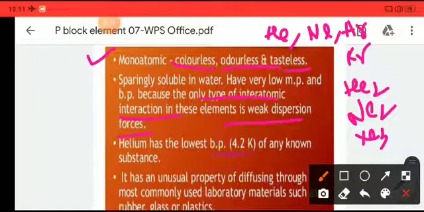Helium has the lowest boiling point of any known substance, 4.2 Kelvin, which is almost absolute zero. It is highly difficult to achieve, yet at that low temperature helium can boil. It also has the unusual property of diffusing through most commonly used laboratory materials such as rubber, glass or plastics, as helium is very low in density, so it can easily diffuse through them.